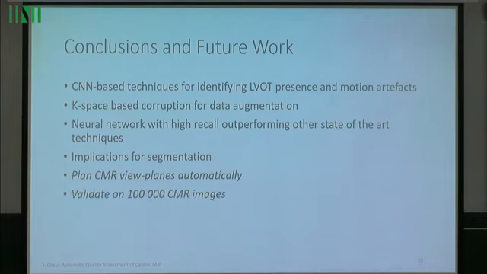Our goal is to validate these approaches in the 10,000 CMR images which UK Biobank is about to make public. One other issue of interest is looking at mistriggering, arrhythmia and also breathing cases separately in order to increase the performance in the correction part of the approaches.